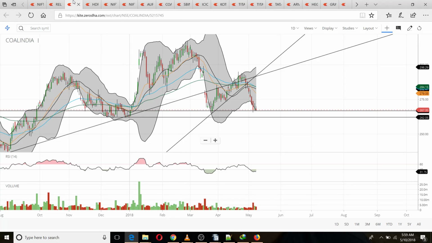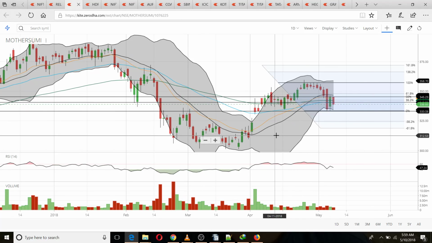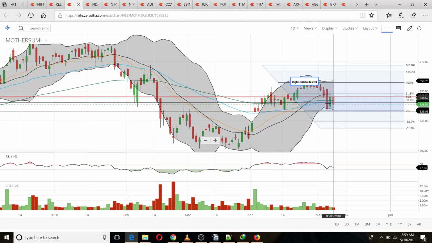Now Motherson Sumi is another stock where this is going very nicely. I have shorted call of Motherson Sumi. So it made a green candle one day before, then yesterday it again made this red candle, and the price movement, if you see, has been in this range. So currently this trade is also going on very nicely.